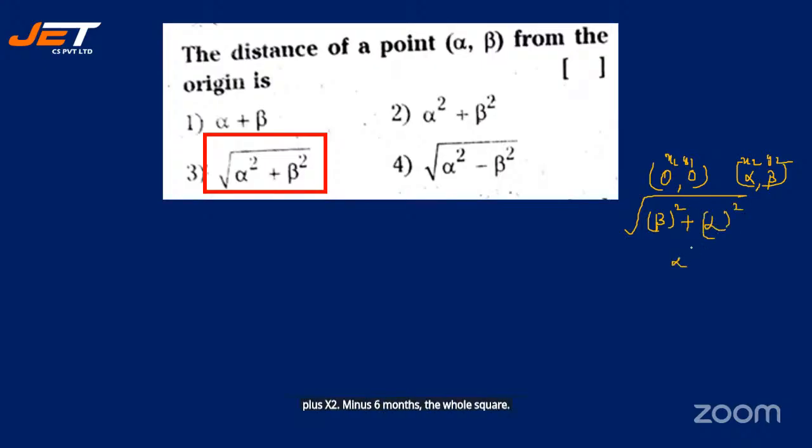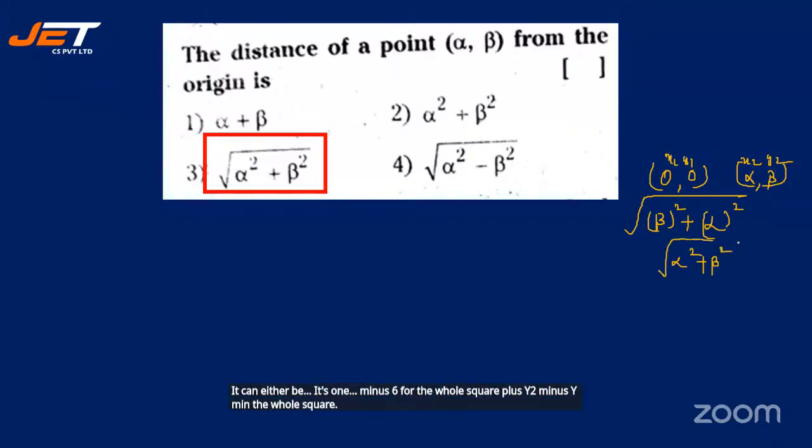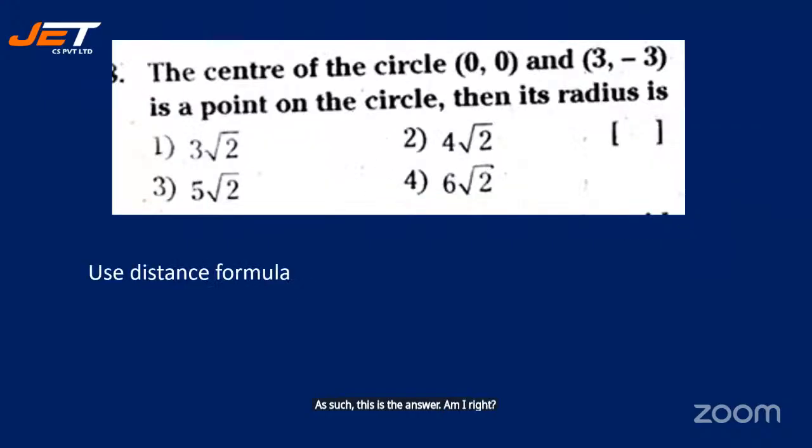It can either be x2 minus x1 the whole square plus y2 minus y1 the whole square. As such, this is the answer. All right. Yes. Now let's move on to the next question.